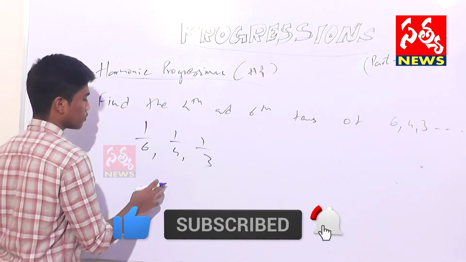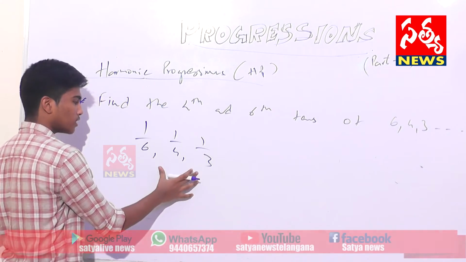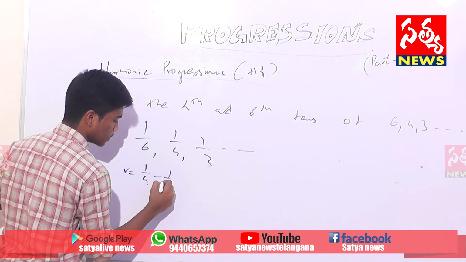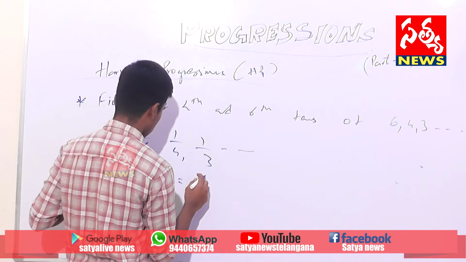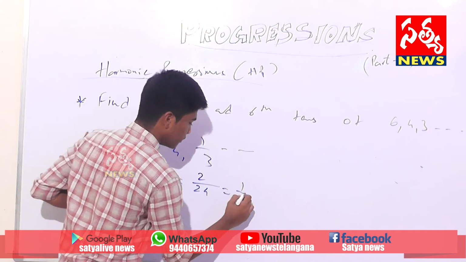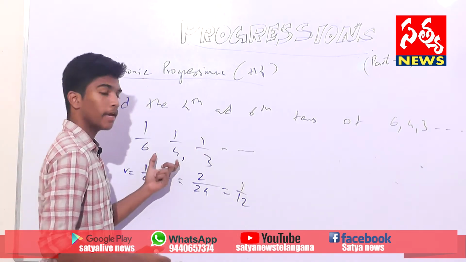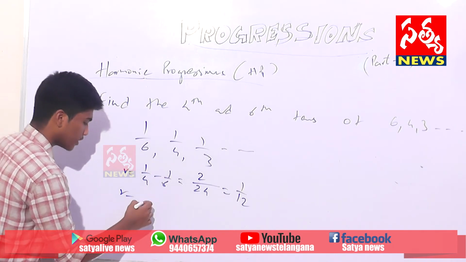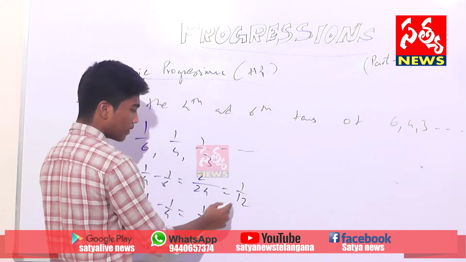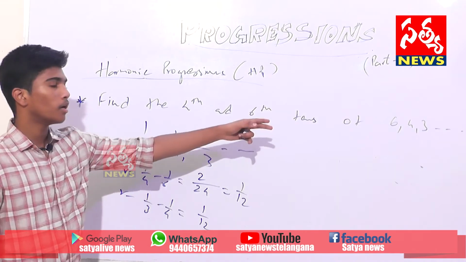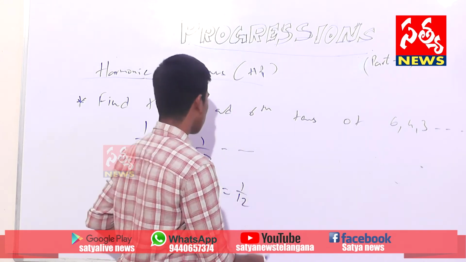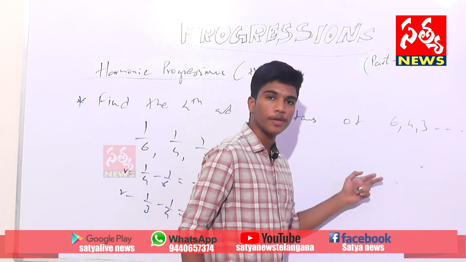Okay? Now check whether these three are in AP or not. Common difference: 1 by 4 minus 1 by 6, that is 6 minus 4 over 24, which is 2 by 24, which is 1 by 12. This is A2 minus A1. Now check A3 minus A2: 1 by 3 minus 1 by 4, that is 4 minus 3 over 12, which is 1 by 12. So the given series is not in AP, but the reciprocals of its terms are in AP. That means the given series is in HP.